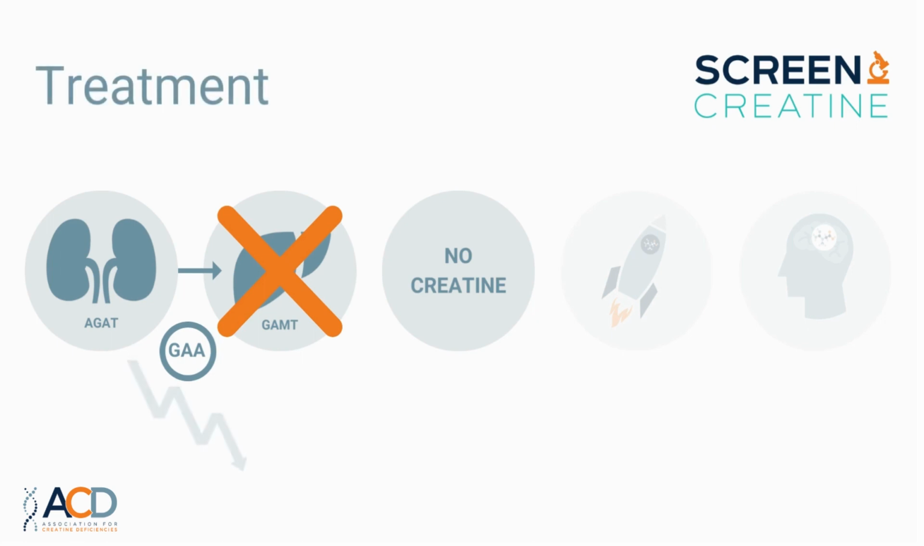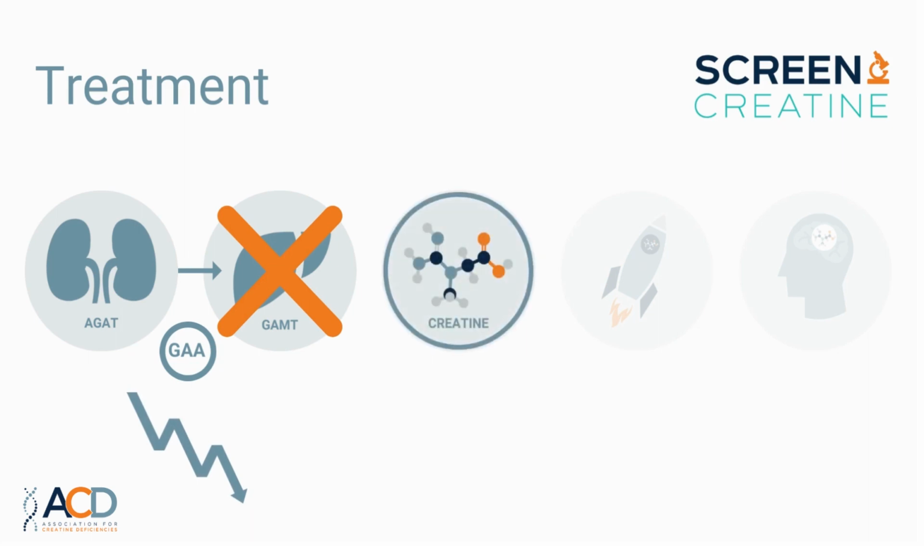The treatment for GAMT deficiency aims to reduce the guanidinoacetate and supply the creatine the patient is unable to make for themselves.